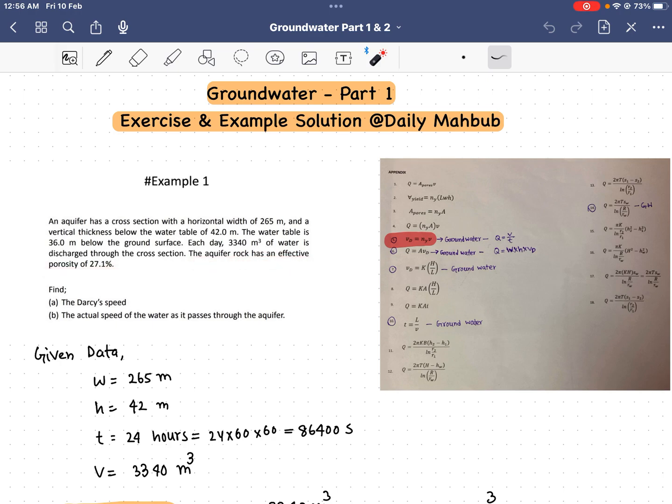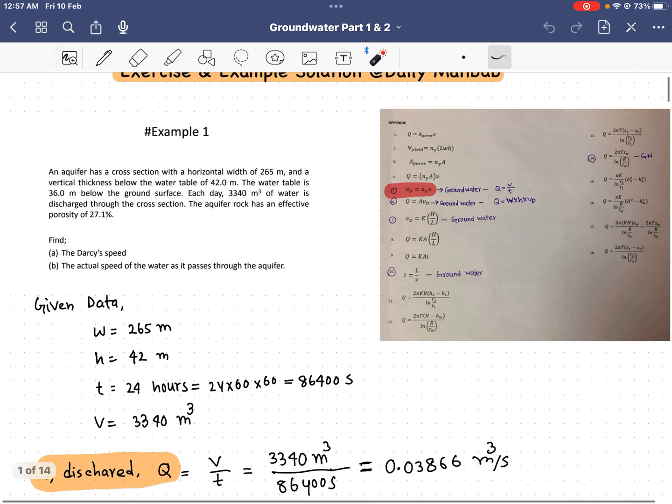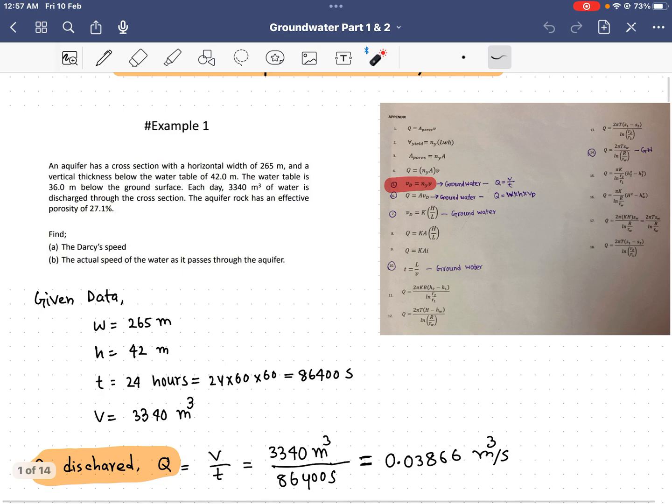So how can we solve this problem? We have to find the Darcy speed, and then also determine the actual speed of the water as it passes through the aquifer. The first thing we will do is note down all the information that is available from our question.